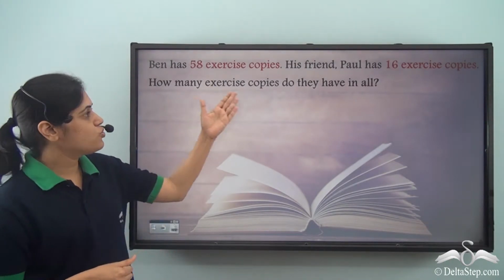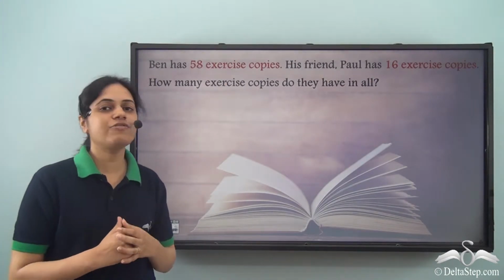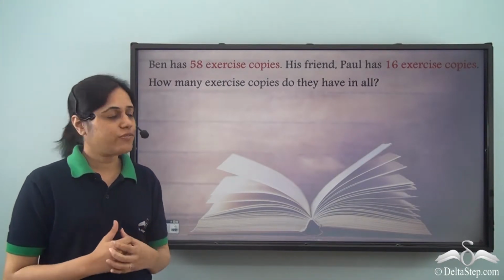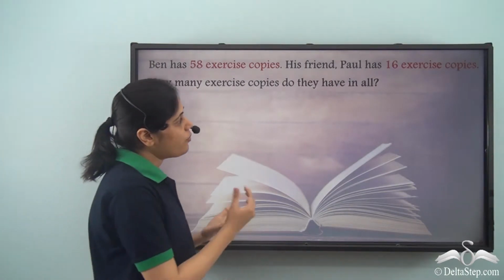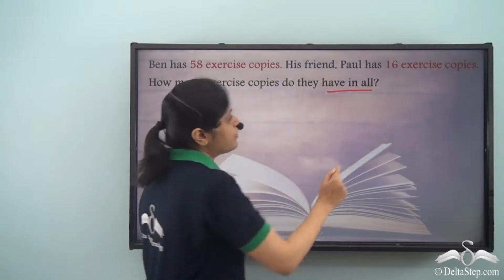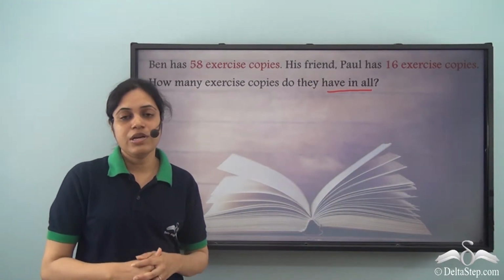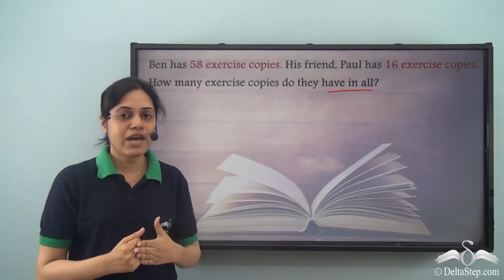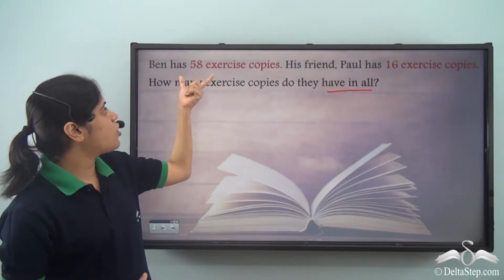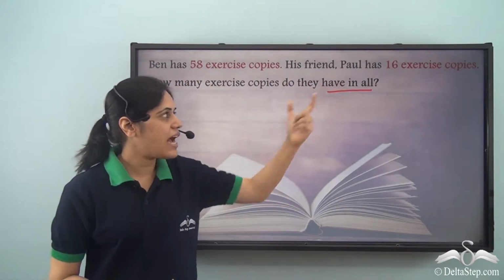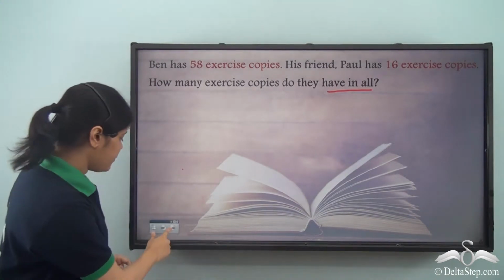So there are two friends, Ben and Paul, and each of them has a certain number of exercise copies. What they need to find is how many copies they have in all. Now what do we mean by in all? We mean how many copies they have put together. That is, putting together the copies which Ben has and which Paul has, how many copies will be there.